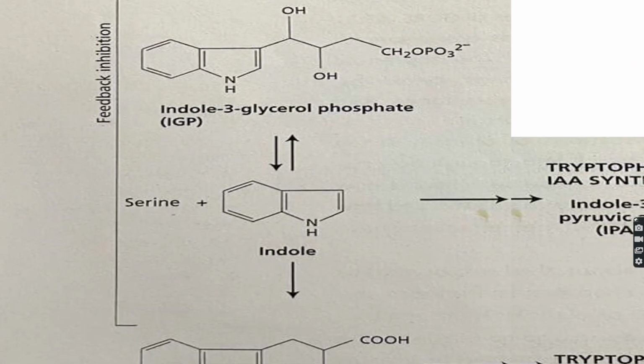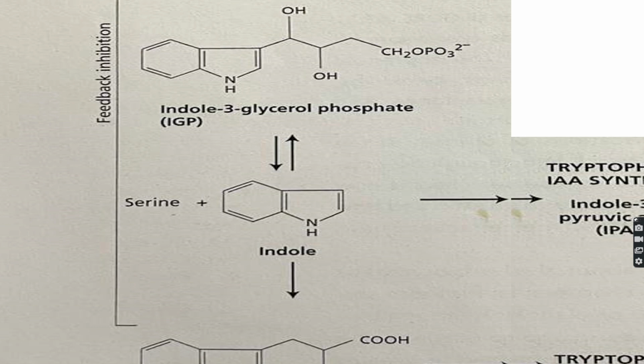Now this IGP is very important as it is producing indole. Indole is produced because of the isomerization of IGP. Indole, with the help of serine, an amino acid, is converted to tryptophan. So tryptophan and indole are two important molecules in terms of biosynthesis of auxin.